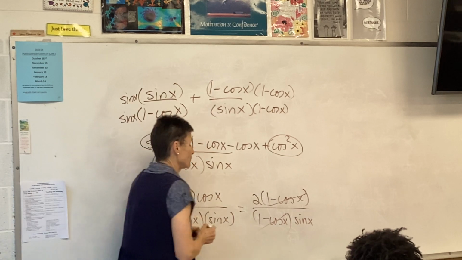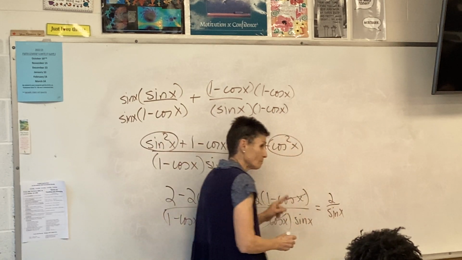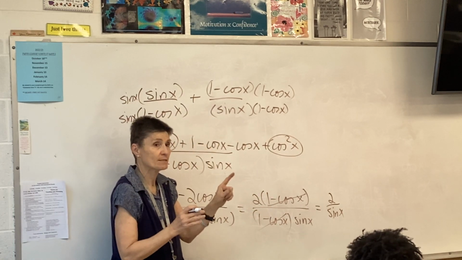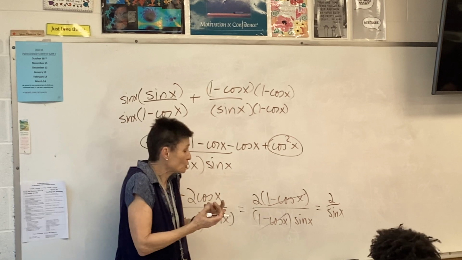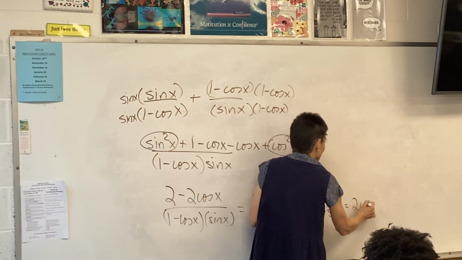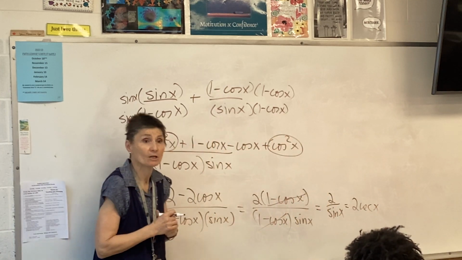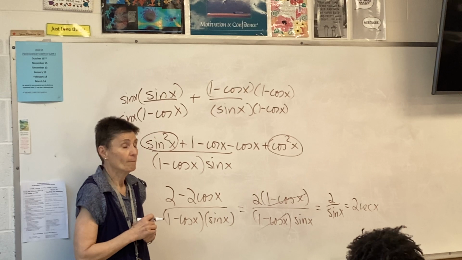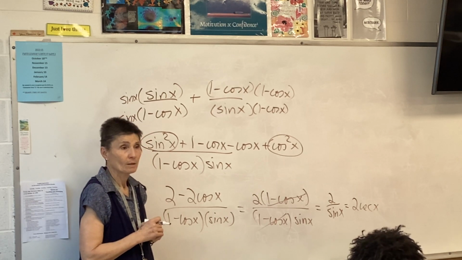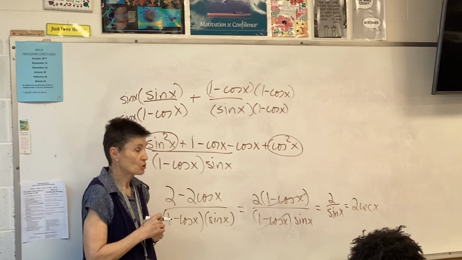And we're left with 2 over sine, which is perfectly okay. 2 over sine is considered simplified, but you could actually write that as 2 cosecant, because 1 over sine is the cosecant. But 2 over sine is fine. Okay? One more. Yes, Josh.